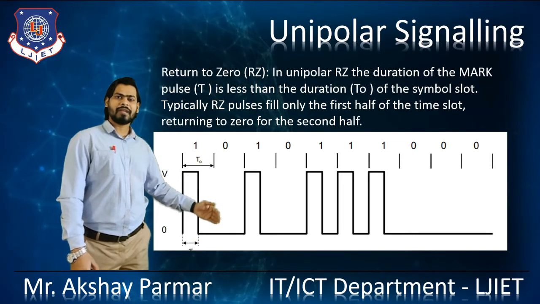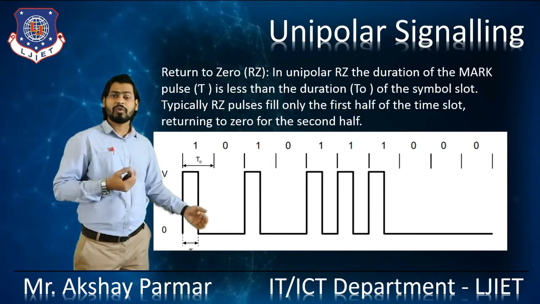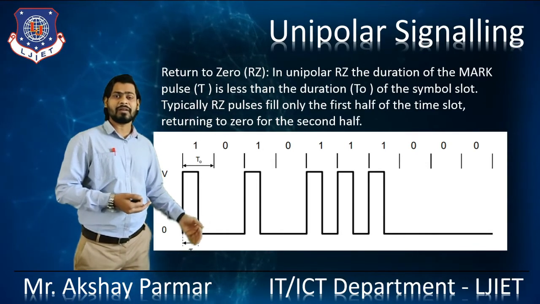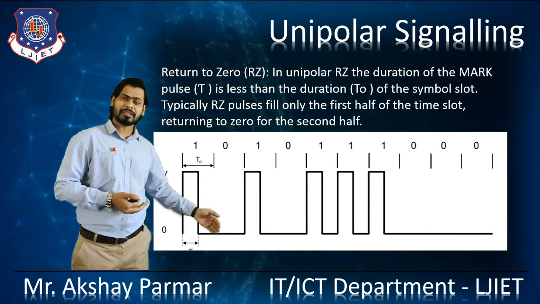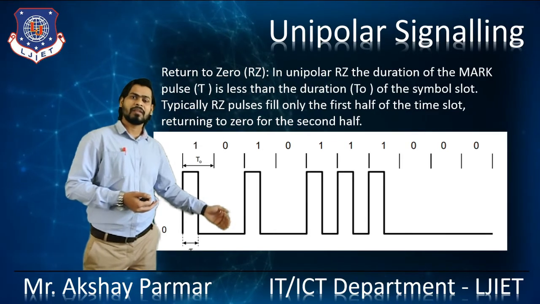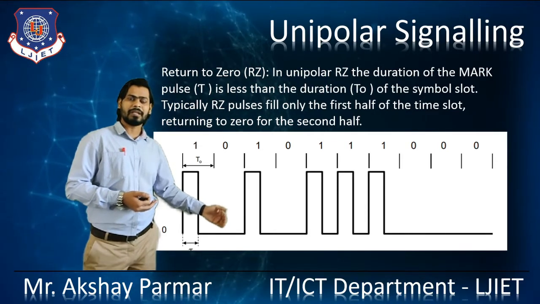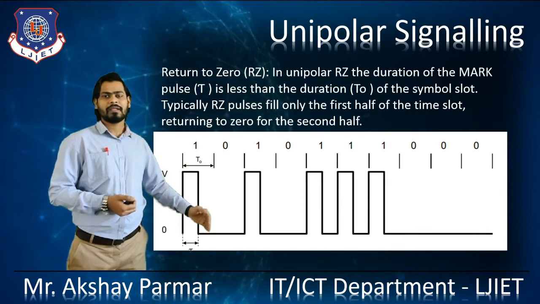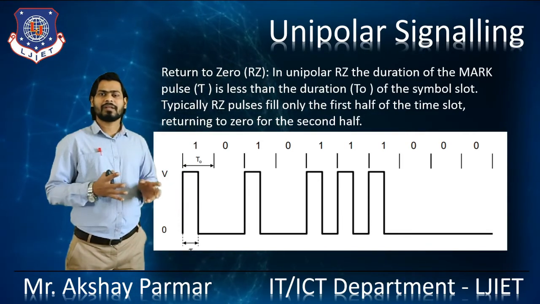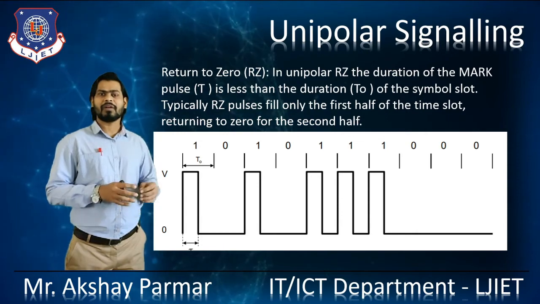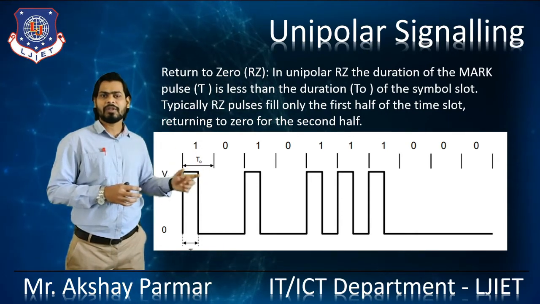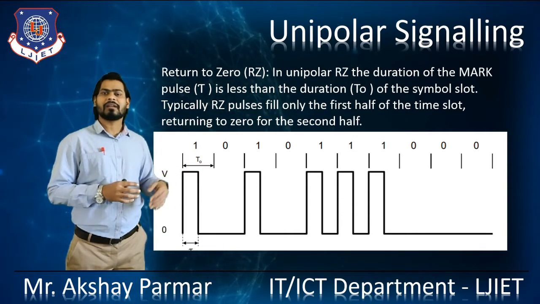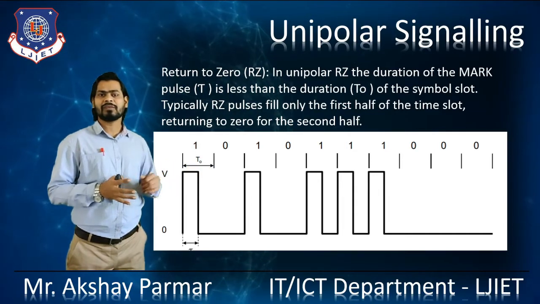In a similar way, whenever we are representing the zero, the signal is already at zero in the first half, and in the other half it represents the return to zero, right? So this is how you can represent the one in this formation. As RZ pulse fills only the first half of the time slot to represent that bit, and the other half is always returned to zero.